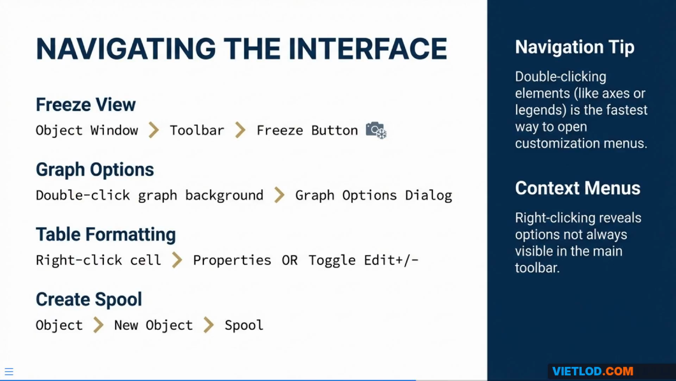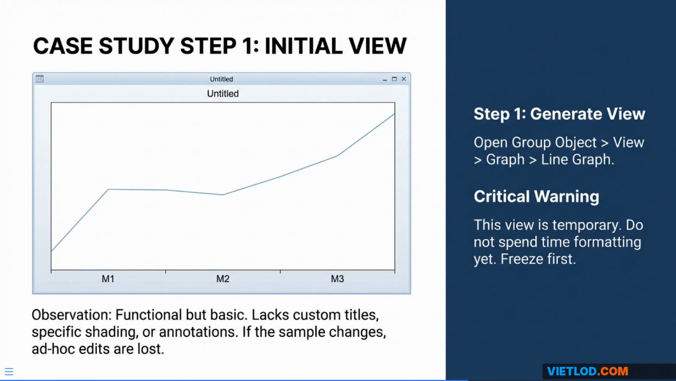This slide provides a quick guide to navigating the EViews interface for common tasks related to output customization. To freeze a view, simply go to the Objects window and click the Freeze button on the toolbar, typically represented by a camera icon with a snowflake. For customizing graphs, the fastest way to access the main options dialog is to double-click on the graph's background. A helpful navigation tip: double-clicking specific elements, like an axis or a legend, is the quickest way to open their respective customization menus. To format a table, right-click on a cell to access properties, or toggle the Edit +/- mode from the toolbar to start making manual changes.